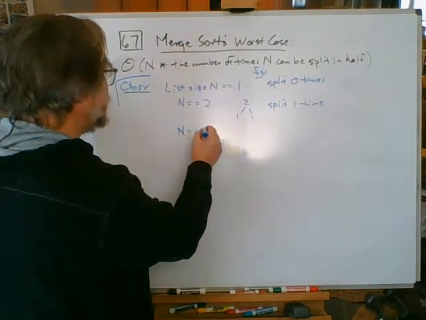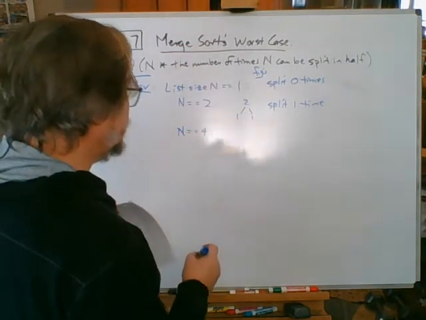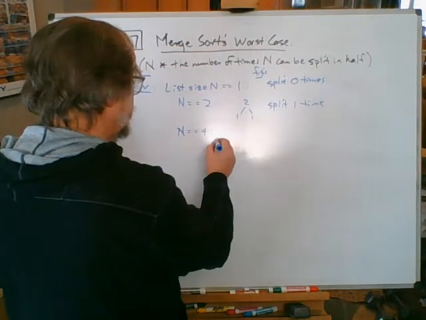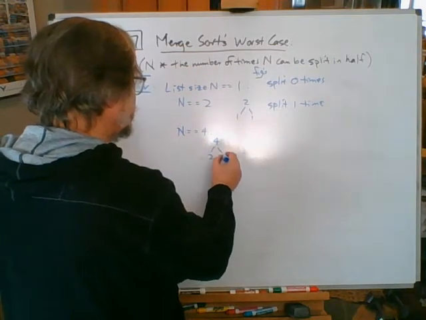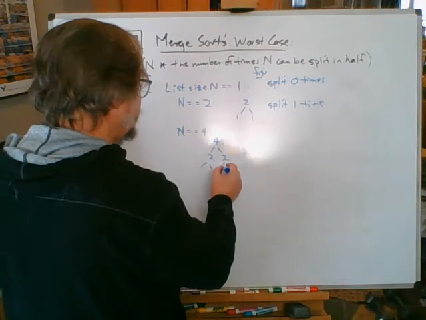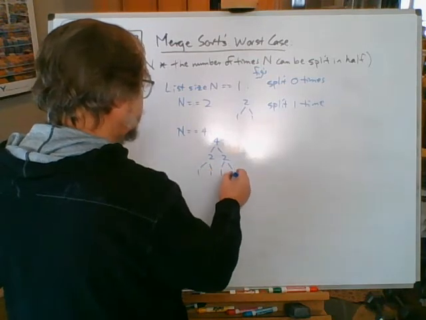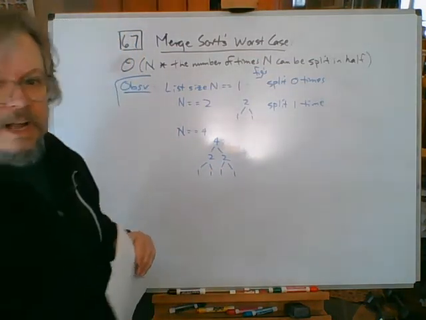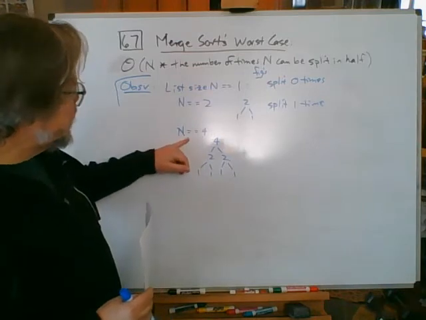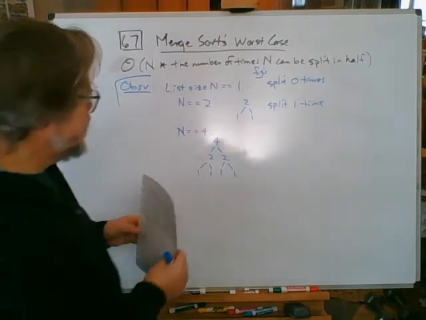Let's bump up to the next size list we might see in part of merge sort. What if N is equal to 4? A list of size 4. So here's my list of size 4. I can split that into 2 lists of size 2. I can still split further. I split until I can split no more. How many times did I split? If N is equal to 4, I can split it once, twice. Split 2 times.